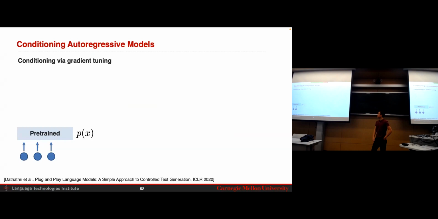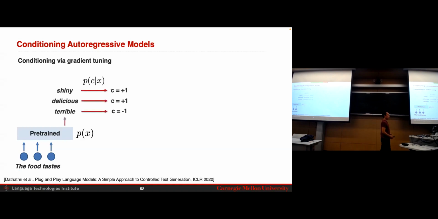So the last method is gradient tuning. Again, we're going to assume that we have a pre-trained language model as P of X. And let's say I've already generated some words like "the food tastes". There are a couple of possible completions, right? Let's say I want to condition on my attribute C as sentiment, how positive or negative I feel about the food. For some cases like "terrible", that fits the completion very well. The food tastes terrible, but that's negative sentiment. The food tastes delicious is also pretty good. It completes the sentence, and it's also a positive sentiment. But you could say something like "the food tastes shiny". That doesn't really complete P of X well, but it's still really positive sentiment when applied to other objects.